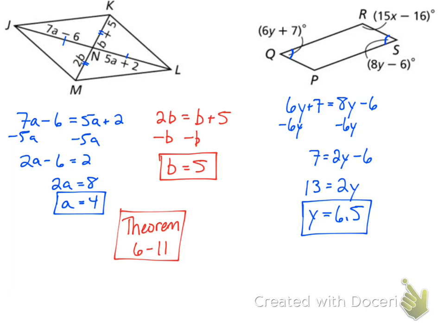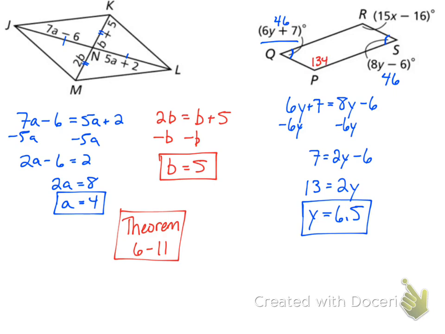I want to take that and plug it back in. If I take the 6.5 and plug it in for this angle right here, I can go 6 times 6.5 plus 7 is equal to 46. So I know that this angle is equal to 46. This angle is equal to 46, which would mean that the other angle, if I did 180 minus 46, this angle would have to be equal to 134. Angle P would have to be equal to 134.